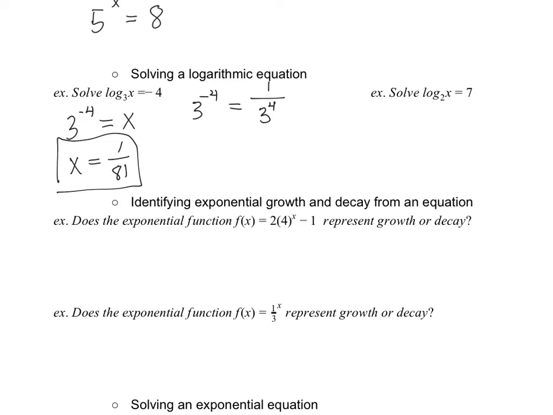Our second example, we have log base 2 of x equals 7. So my base number for my exponential form is going to be 2. My exponent is going to be 7. And we're going to equal x. So we do 2 to the 7th. And we're going to get that x equals 128.